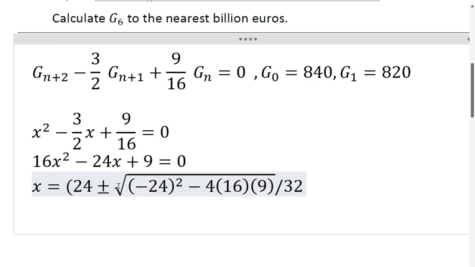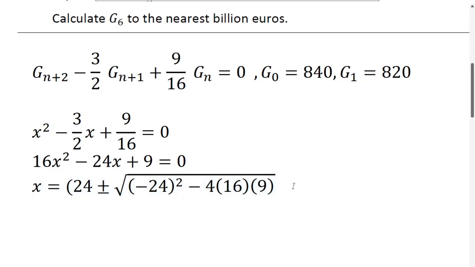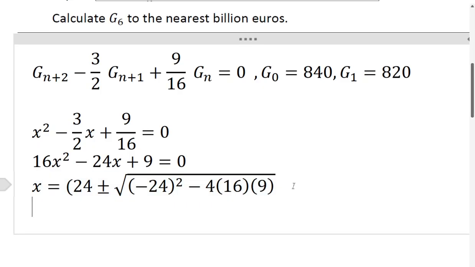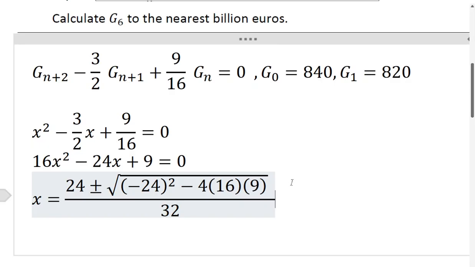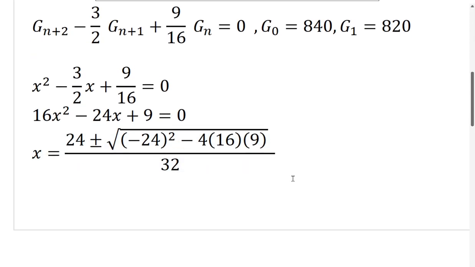Oh, so why did that happen? Sorry. What's going on here? All over 32. There we go. Math mode's amazing, except when it isn't.